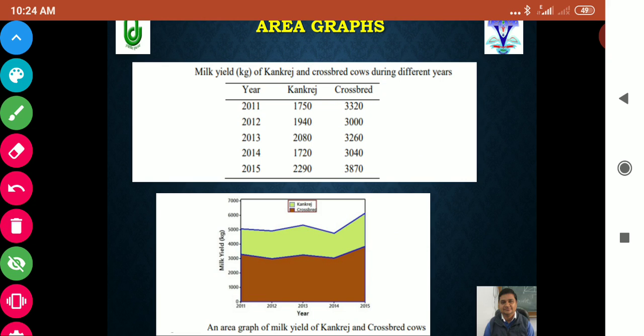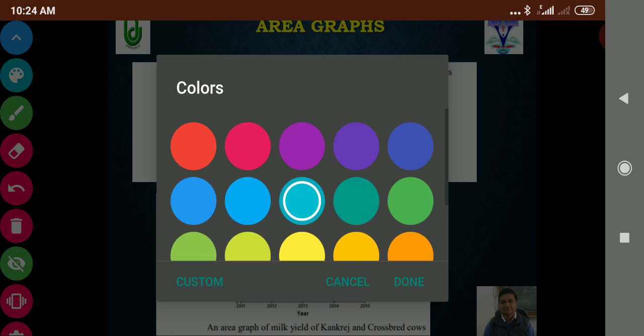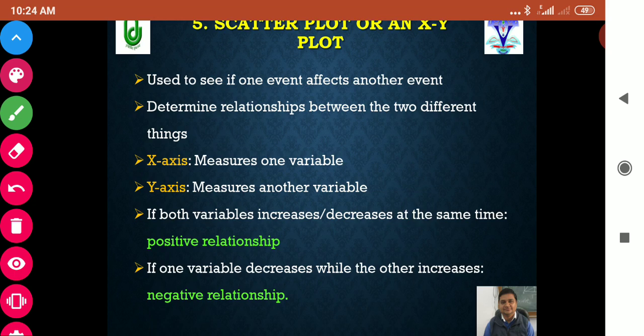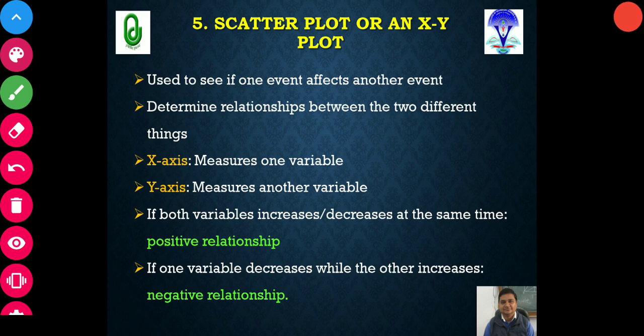Now the next type of graph or diagram is the scatter plot or an XY plot. This is also an important type of presentation of data. Actually this is generally prepared when we are determining the correlation or relationship between two variables. We have to study in later classes how to determine the correlation or relationship between two variables.